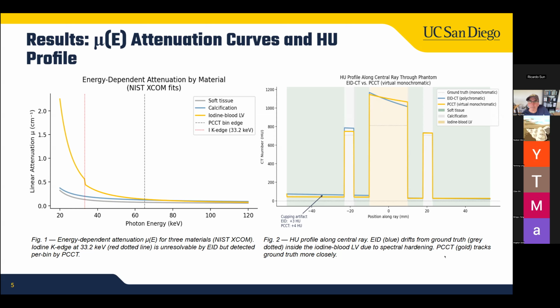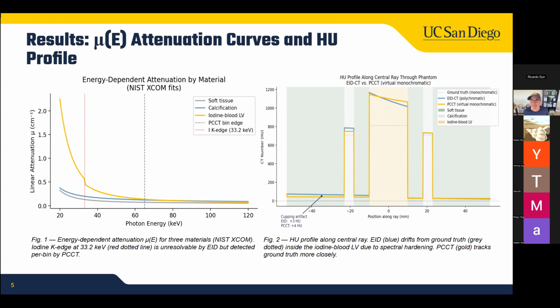And now on the right, figure 2 shows our central simulation result, the Hounsfield unit profile along the central ray through the phantom. The gray dotted line is our monochromatic ground truth. The blue is energy integrating detector CT, and the gold is photon counting CT. In the outer soft tissue regions, all three lines align well. The beam hardening hasn't built up yet, so both detectors perform similarly.